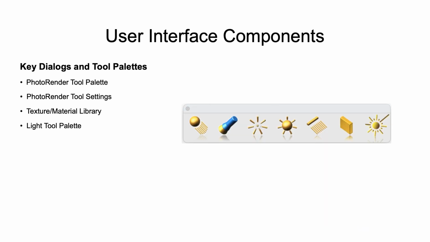The last item is the Light Tool palette. This provides tools to create discrete light sources in your model, potentially augmenting any environmental lighting you may have. Direct light sources include distance, flood, point, sphere, line or strip lighting, area lights, and lastly, laser.